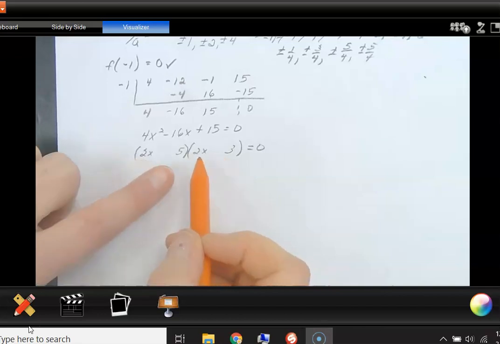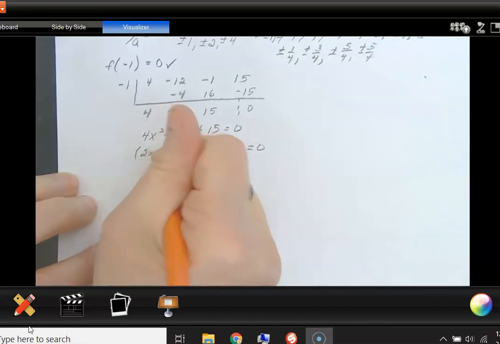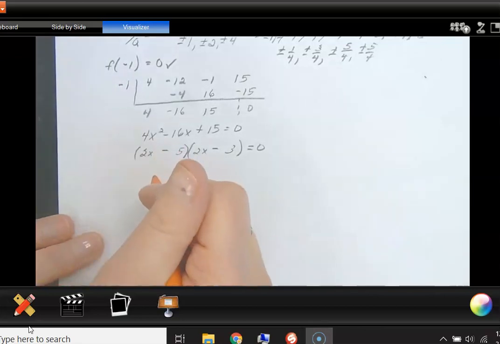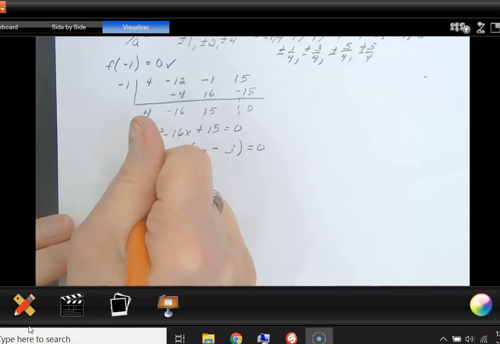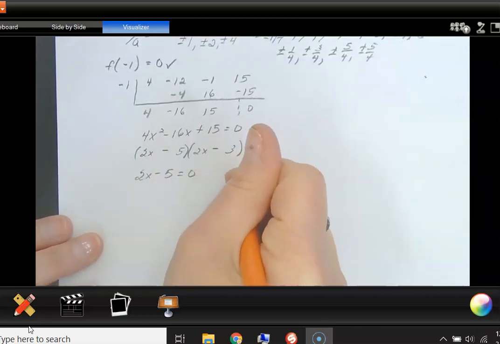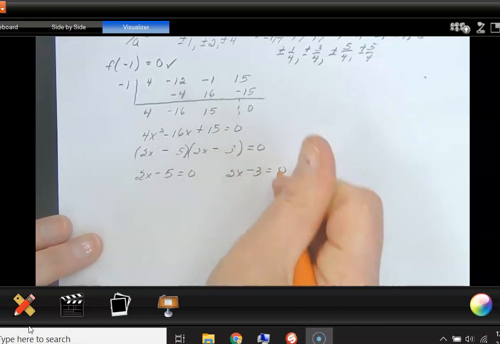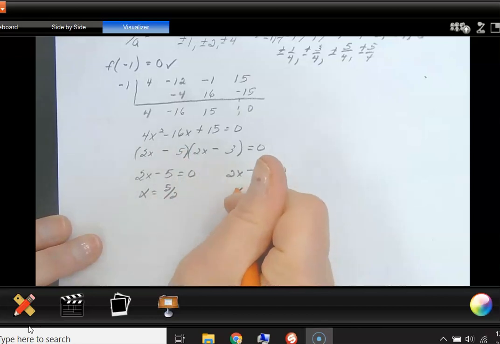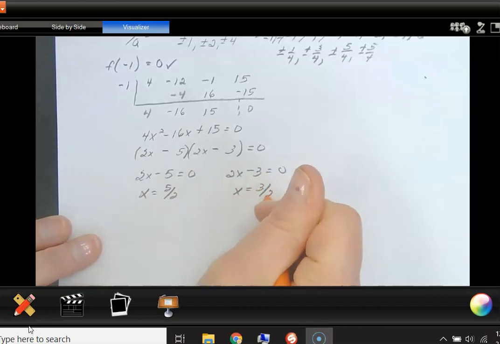That's going to give me 6. That's going to give me 10 if I make them both negative. Sweet. We are good to go as factors. I'm just checking myself and multiplying back. Setting each of these equal to 0 gives us x equals 5 over 2, x equals 3 over 2.